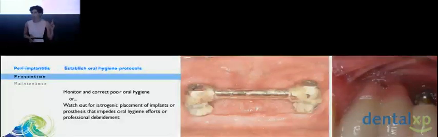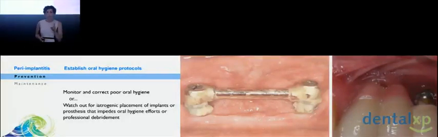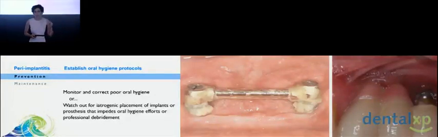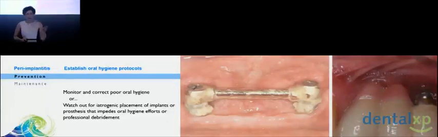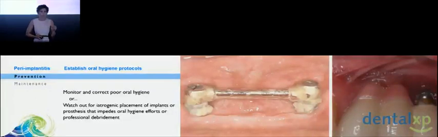this is not patient-driven. This is dentist-driven. And this is dentist-driven for many reasons. The first reason, if you look at it, you will notice that there is no place the patient can go in there and clean because there is a mask over the inter-implant area that the patient can't even get a floss through. So that's problem number one.